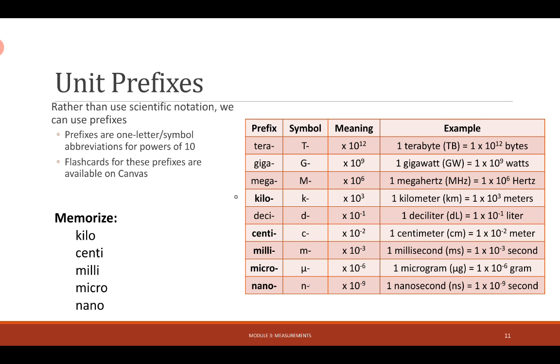You're responsible for memorizing the ones that are bolded: kilo, centi, milli, micro, and nano. The reason why you want to memorize these is that they will be used throughout the course, and you just have to be able to whip them out of your head really fast in order to interconvert between the base unit and the prefixed unit. And you just have to be able to do that very quickly. That way you don't have to waste time trying to look it up.